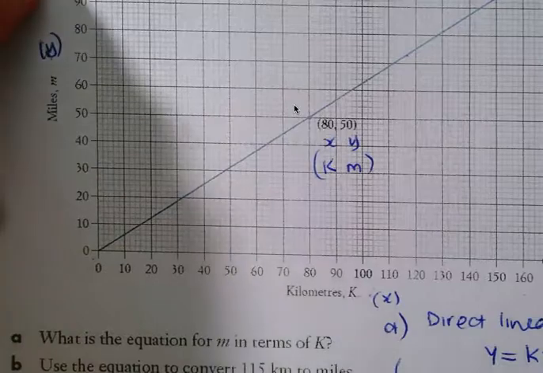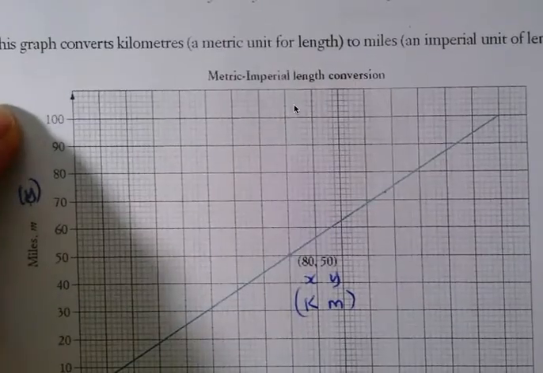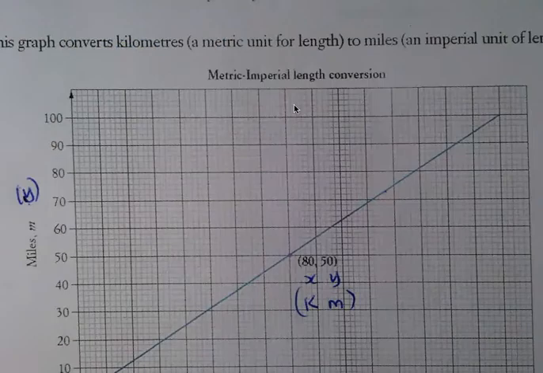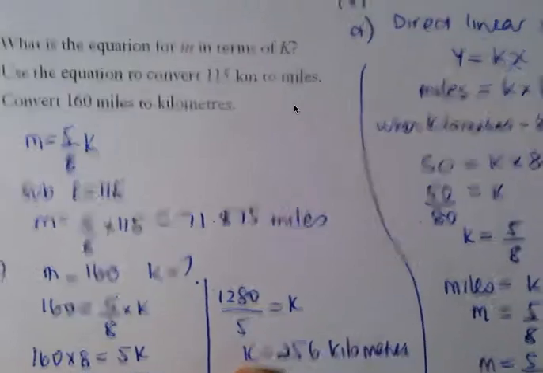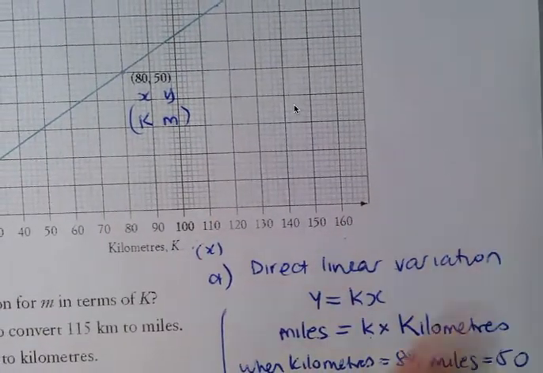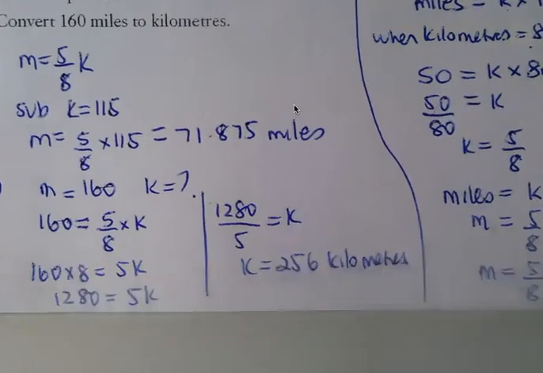Now that is off our graph. 160 miles. We can't read that, which is why we would need the formula to work out 160 miles. Well, that's 256 kilometers, and that makes sense because 160 miles would be all the way up here. And yes, that's beyond 160 kilometers. Okay.